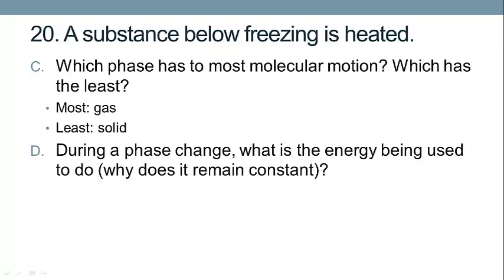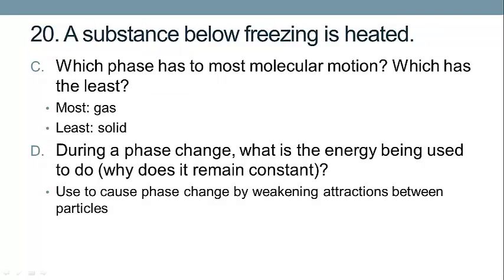During a phase change, what is the energy being used to do? Why does it remain constant? During a phase change, that energy is being used to cause the phase change, and it does that by weakening the attractions between particles. At this point, the kinetic energy remains constant because temperature is constant, and the potential energy is increasing.